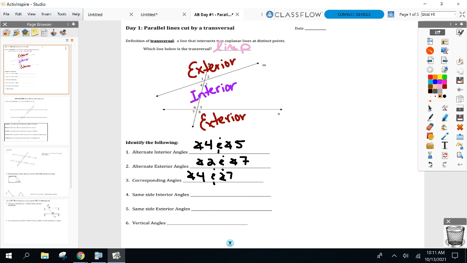Same side interior. So we know where they are, inside, but now same side tells me they're on the same side of the transversal. Inside and on the same side. Emma, go. What's a pair? Angle 3 and 5 work for me. 3 and 5 are same side interior along with 4 and 6. Same side exterior. Via, go. Angle 2 and angle 8. 2 and 8, yep. I could also add 1 and 7.